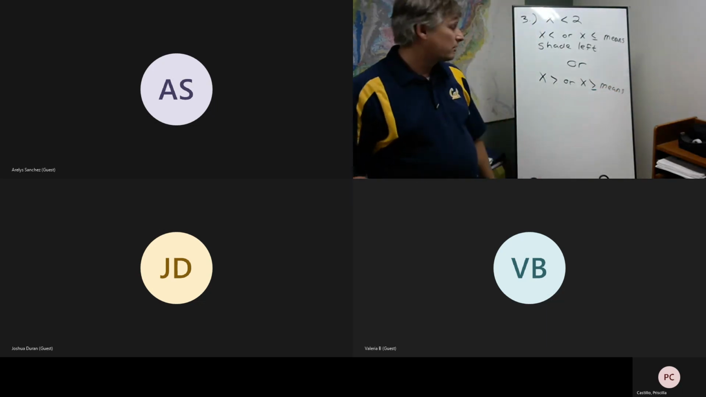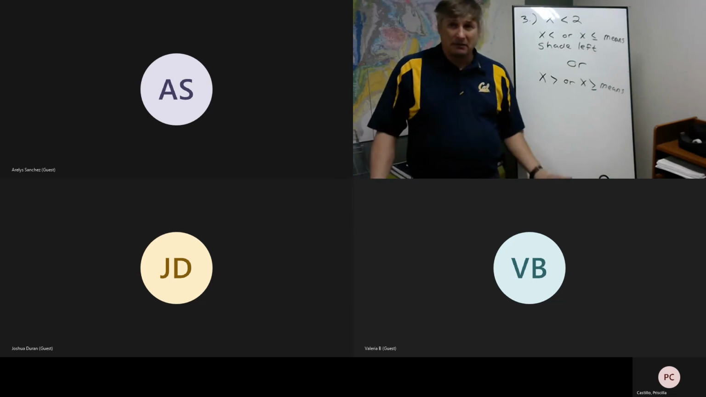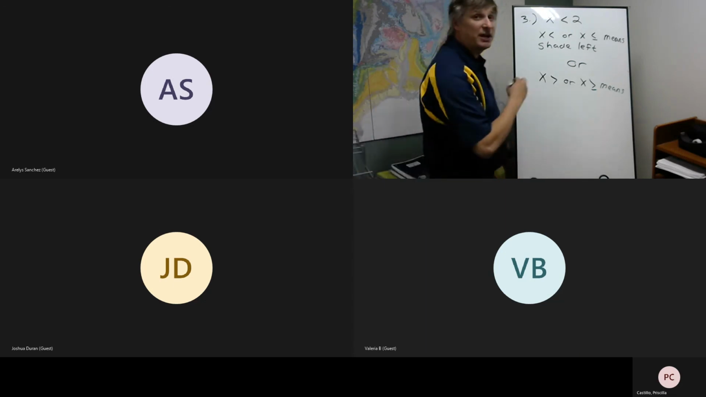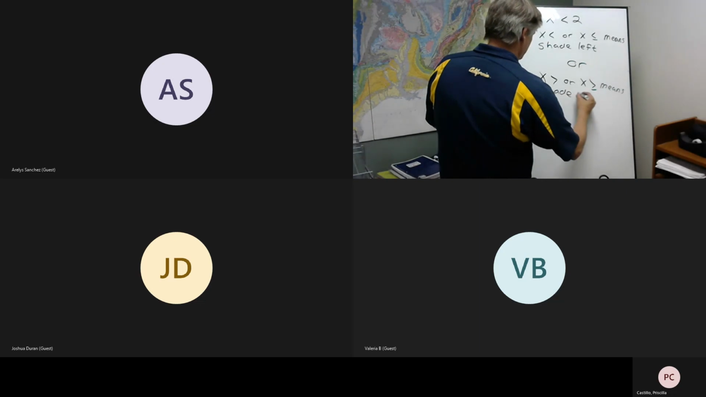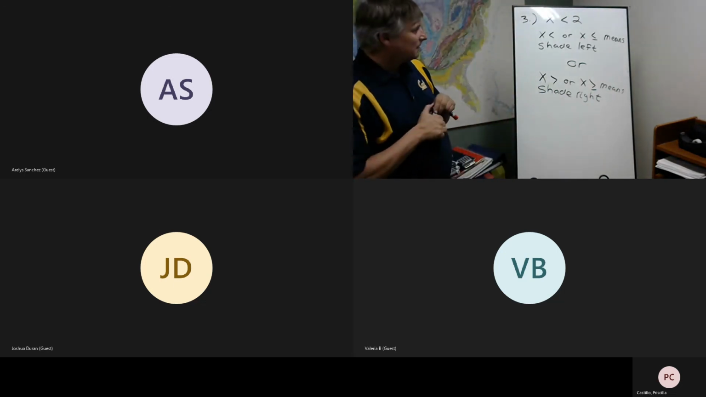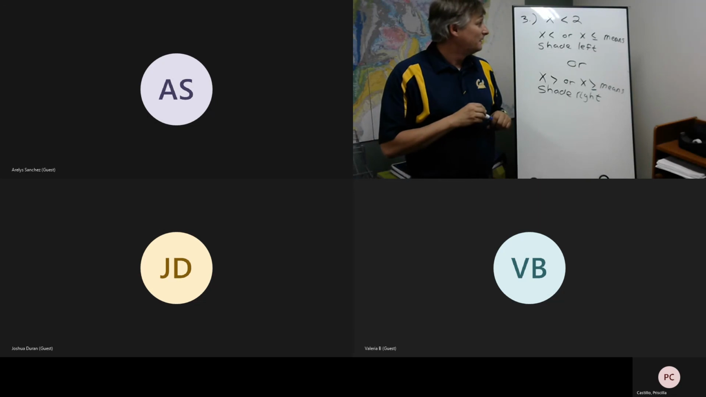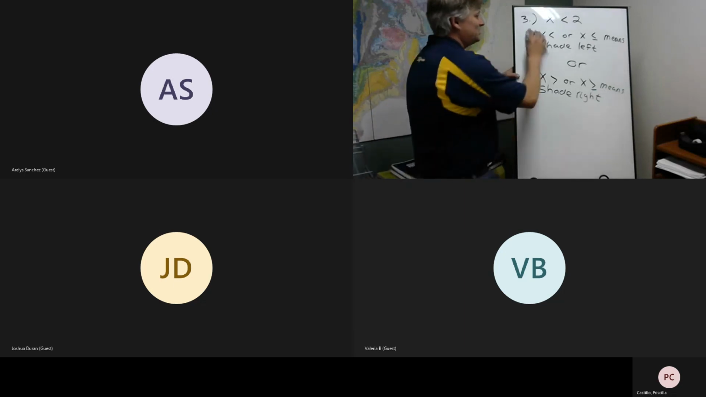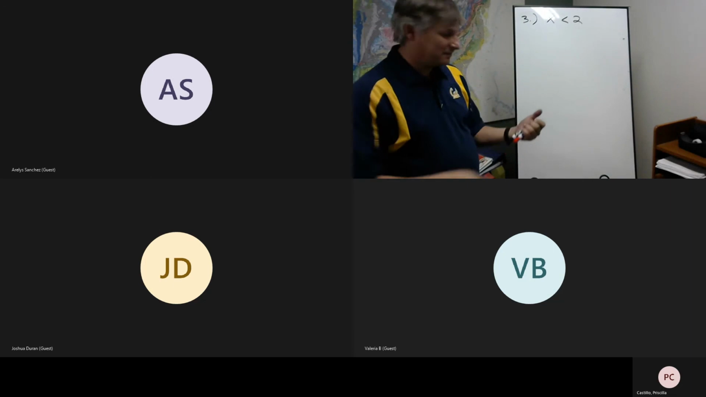Or x greater than or x greater than or equal to, well, that means we want x coordinates that are bigger than x equals 2. Those are going to be found to the right. So we shade right. Questions about that? So since we have x less than 2, that means we're going to shade to the left.